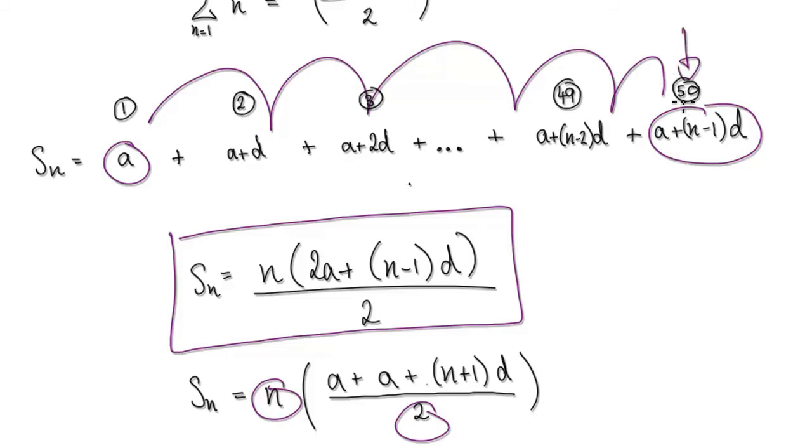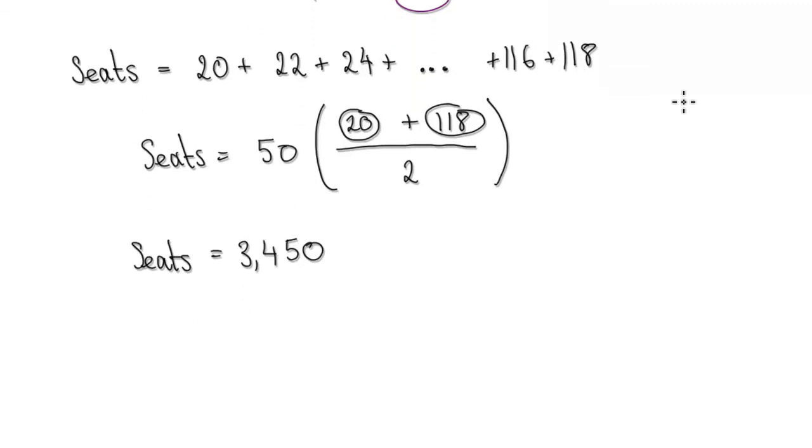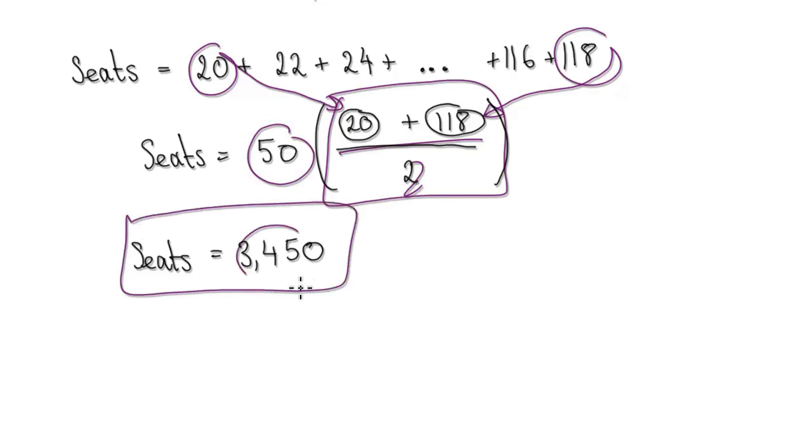Okay, so let's put this into practice. So remember our cinema, the first row was 20, and then if you work it out, the last row, the 50th row, would have 118 seats. So if you want to sum up everything, just get the first, add it to the last, and then get the average of the two. Once you've got the average, times it by the number of rows. As it turns out, the number of seats is given by this. Okay.